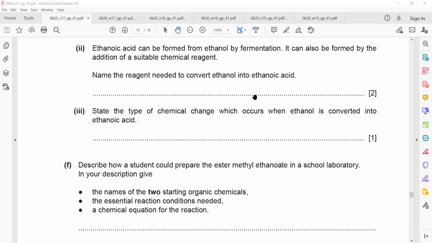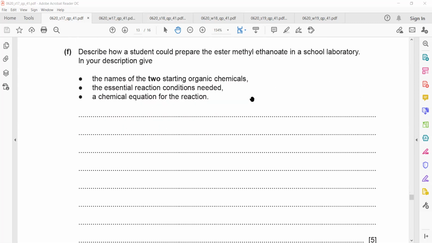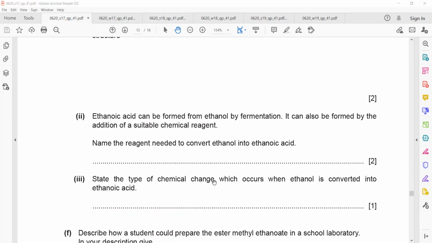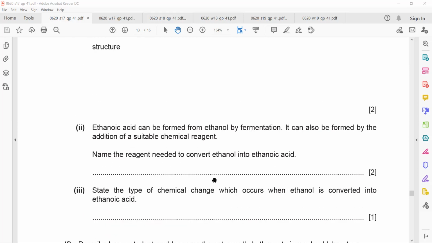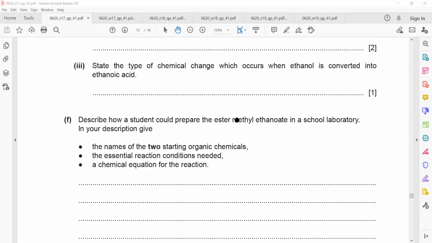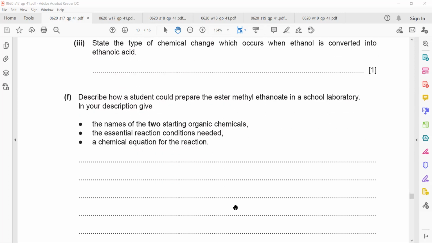Then the last part, it's of 5 marks. Describe how a student could prepare the ester methyl ethanoate in a school lab. In your description, give the name, the essential condition, and the chemical equation. This part I will discuss in the next session, because less than a minute is left. So I'll share a link for the next session and continue this.